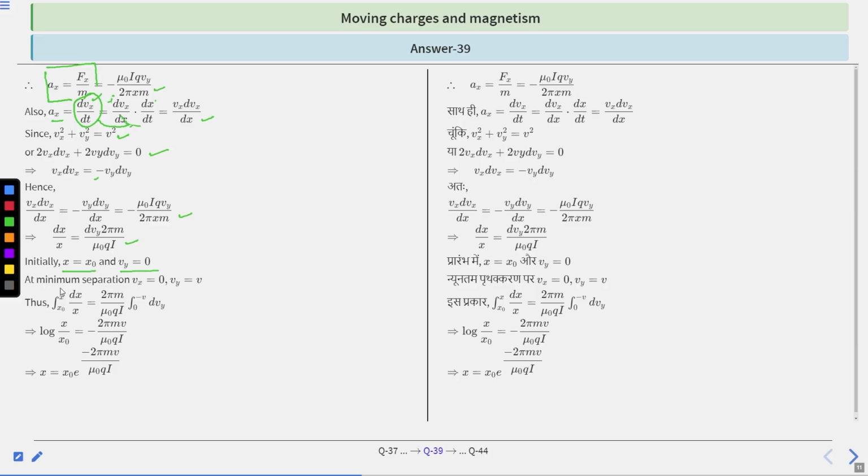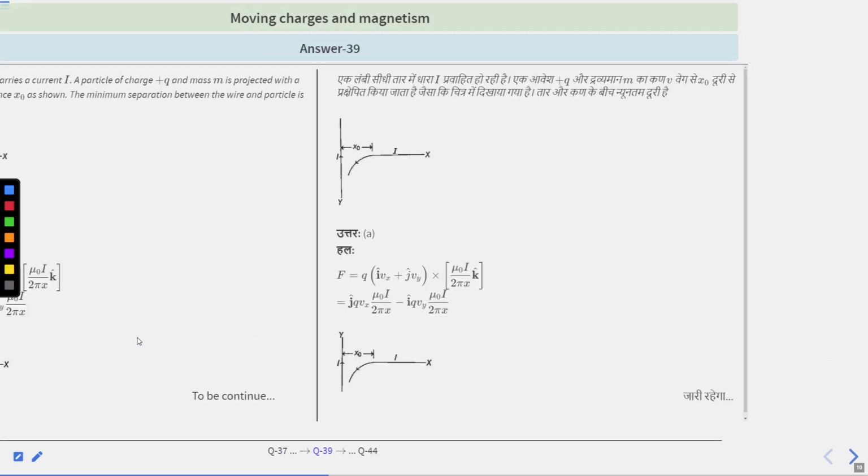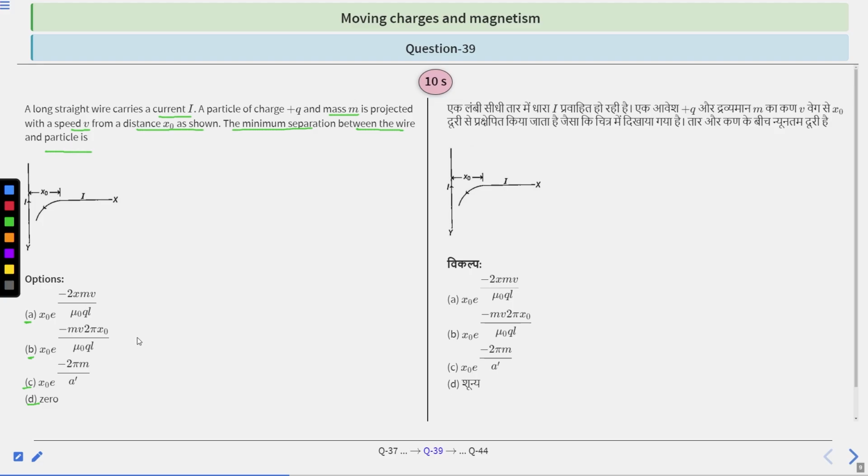Putting this, at minimum separation Vx is equal to 0 and Vy is equal to V. Putting this in the integration, you will get the integration from x naught to x of dx divided by x is equal to 2 pi m divided by mu naught q I, times the integration from 0 to minus V of dVy. Solving this, you will get x is equal to this. This is only a mathematical term. After solving, you will get this. Clear? So the correct answer is A. A is the correct answer. Clear?